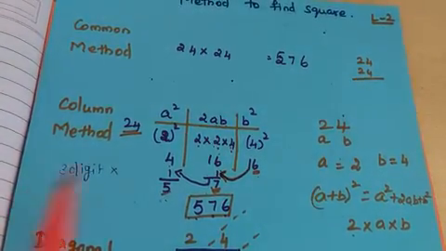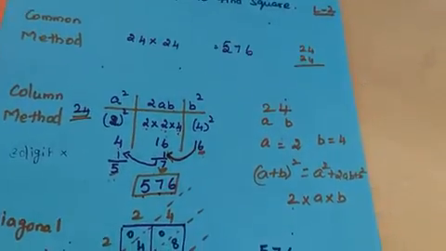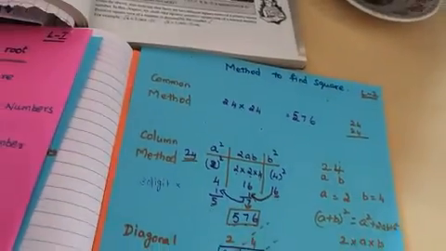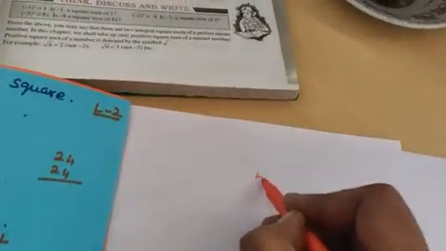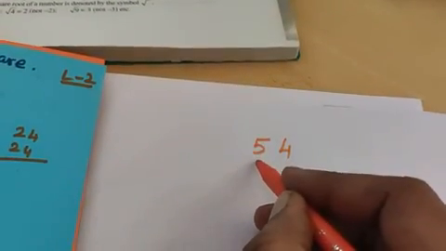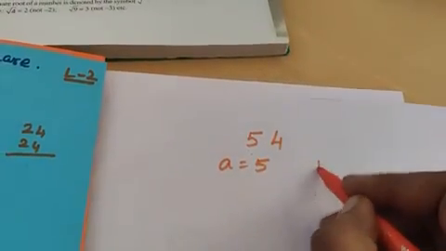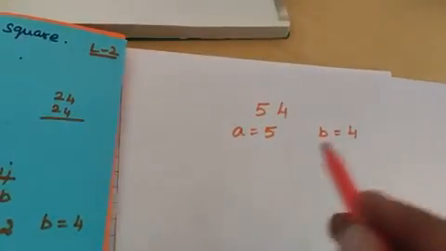I hope this is clear. We can solve another sum so that it is easy for you. Suppose you take another number and solve it by the column method. For example, instead of 24, I am going to take 54. What is the first step? First we have to decide what A is and what B is. So A is 5 and B is 4 here, right children? Now you have to divide it into columns.